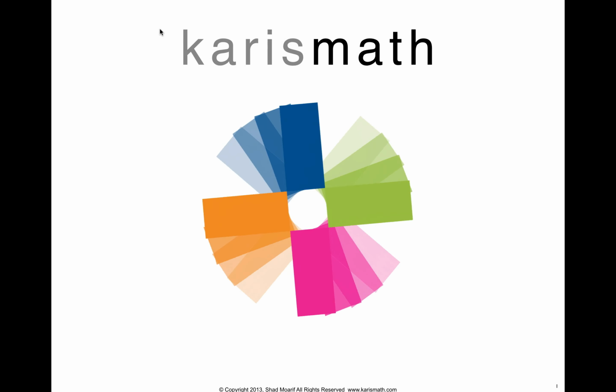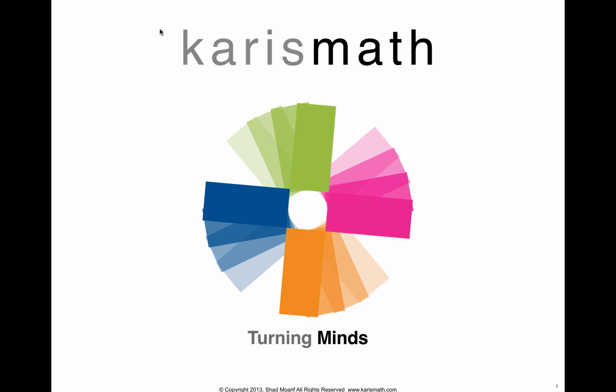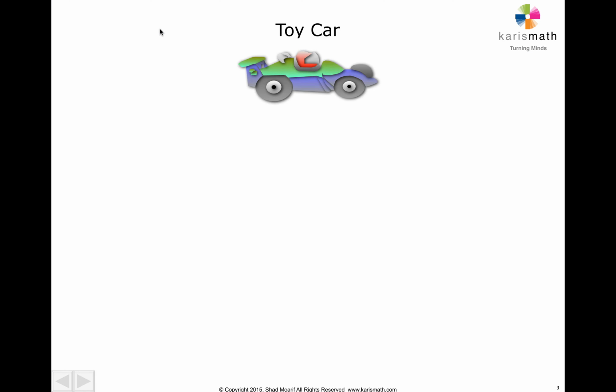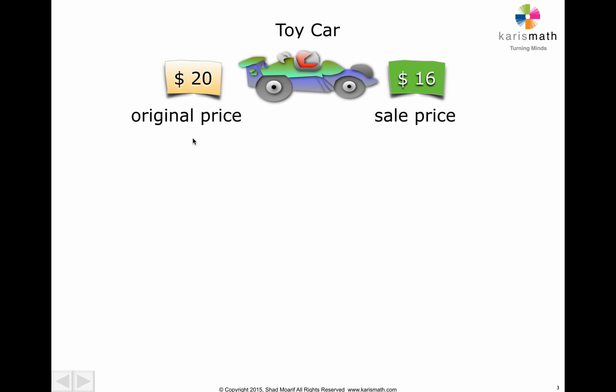Okay, let's look at percentages more closely from the point of view of calculating increase and decrease. It's quite simple, as you've already seen. Here's a toy car, and the original price was $20, but there's been a sale, and as you know, during the sale they reduce the price so they can get rid of all the stock. So the sale price is $16. Now the question is, what is the reduction here?